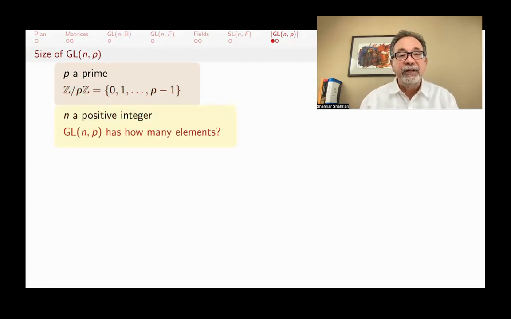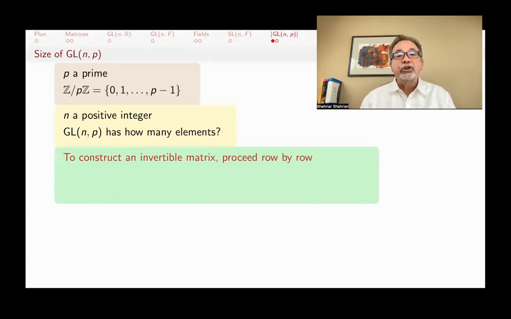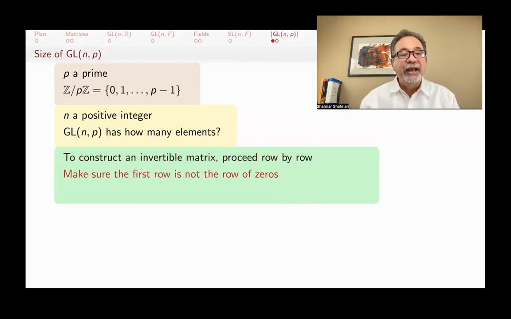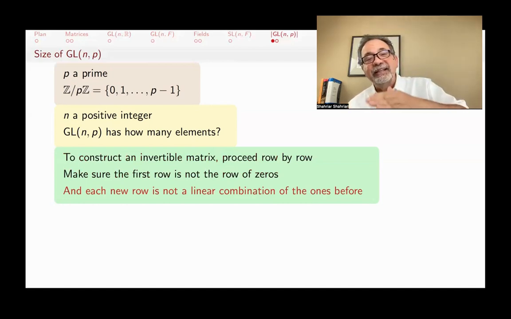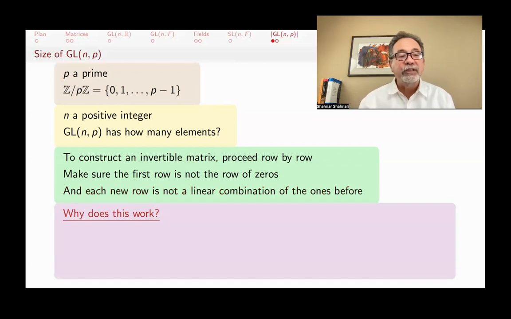Now, for any positive integer n, I want to know how many elements are in GLNP, the invertible n by n matrices with entries from Z mod PZ. How am I going to come up with how many of them? I'm going to just construct all of them, and I'm going to count as I go along. The way I'm going to write down an n by n invertible matrix is row at a time. I write the first row, then the second row, then the third row, and I go down. I'm going to make sure that the first row is not a row of zeros, because if you have a row of zeros, the matrix will not be invertible. And then after that, I just make sure that each new row is not a linear combination of the ones before that. Why does this work?